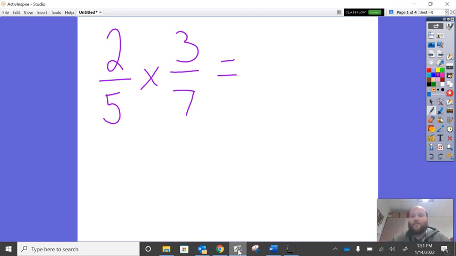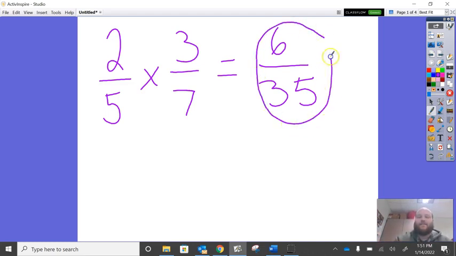So here we got 2 times 3. That's obviously 6, okay? And then we have 5 times 7, and 5 times 7 is 35. So my answer is 6/35. So we look at it, make sure that there's nothing I can simplify by. 6 does not go into 35. Both of them aren't even. 3 doesn't go into both of them evenly. So this one is pretty much settled. The answer to that multiplication problem is 6/35.